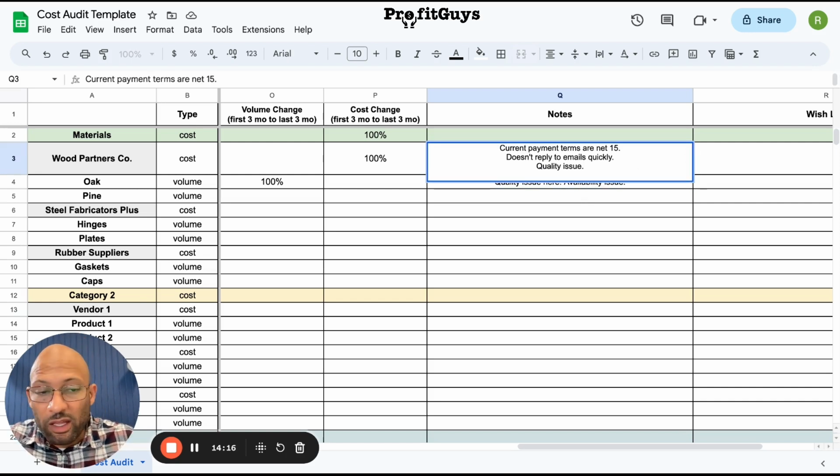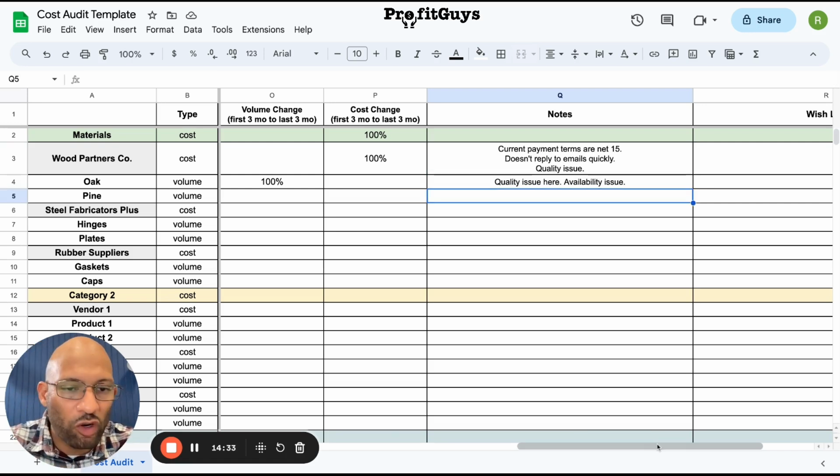So quality issue here, availability, maybe it's never in stock when you need it. Also could be good things, right? It doesn't all have to be bad. You want to make sure you're clearly understanding the values and the challenges in each of these vendor relationships. Don't be too wordy, but make sure that you have a clear picture of this vendor and the product and what it's like to work with them.